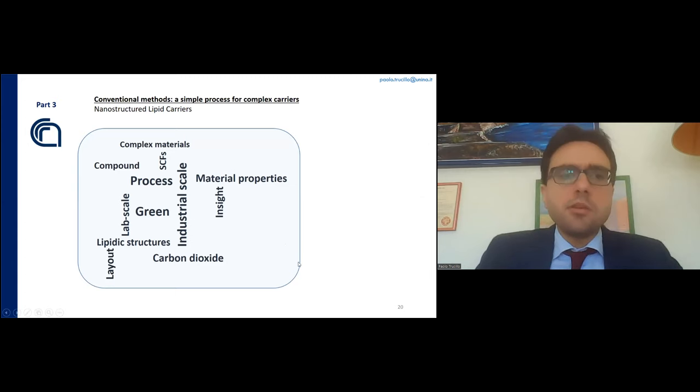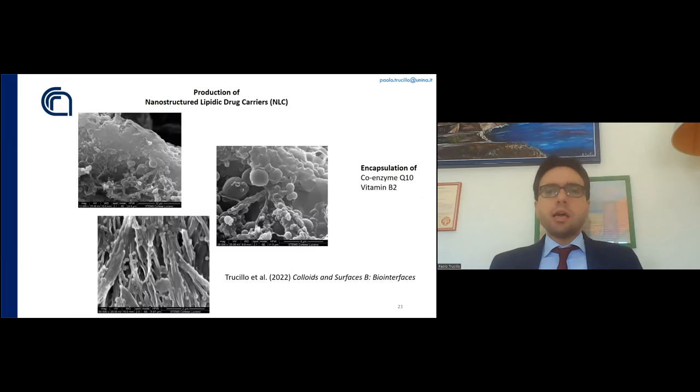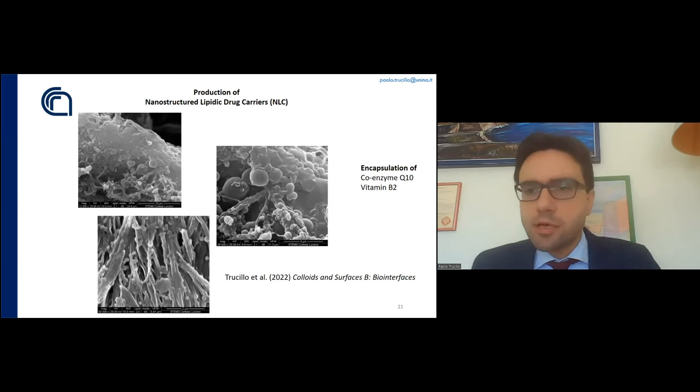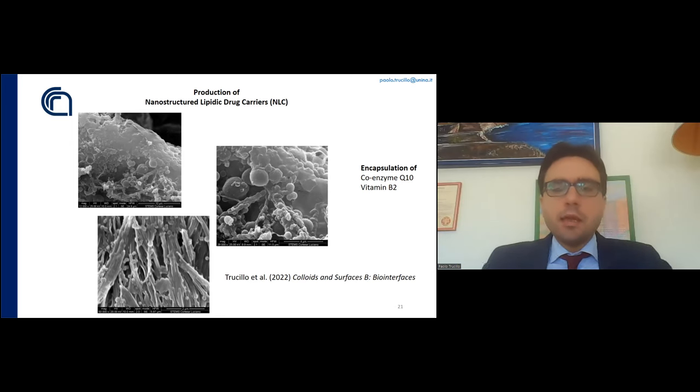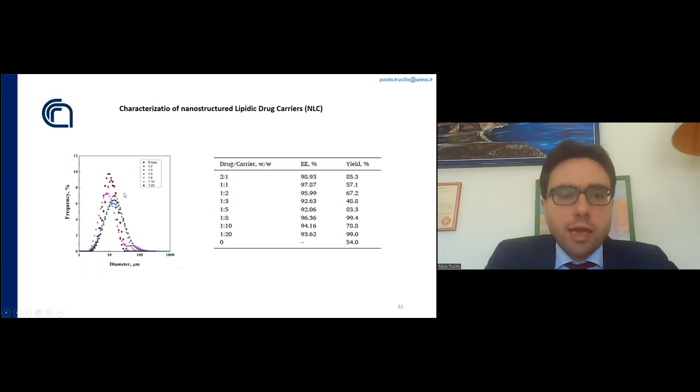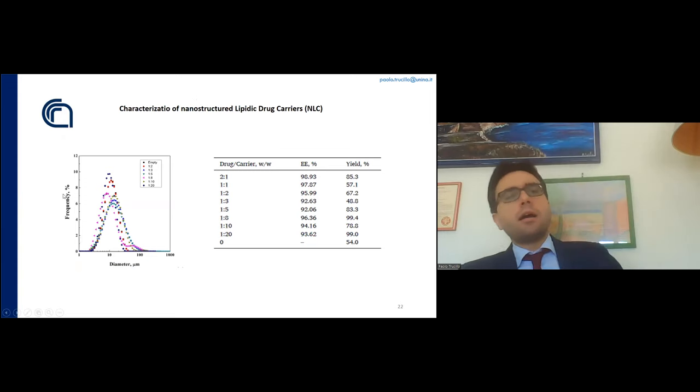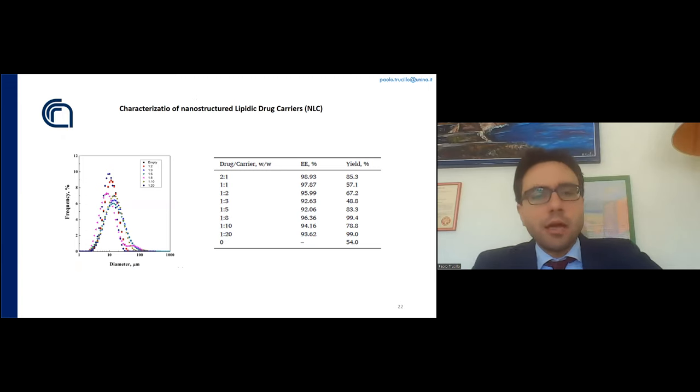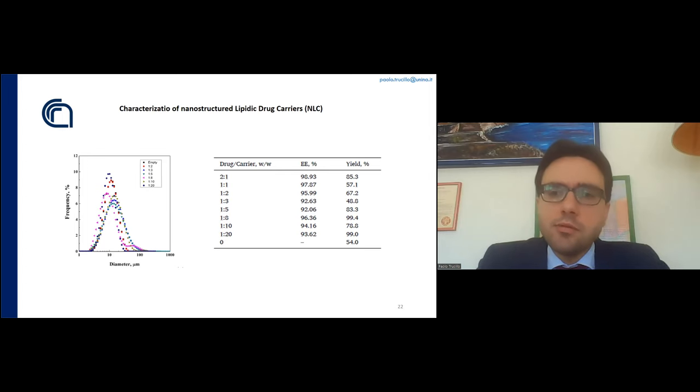So let's come to another part of this presentation, in which I will show you that I also use conventional methods for the production of complex carriers. In this case, we are talking about nanostructured lipidic carriers. Those carriers were characterized by the simultaneous encapsulation of coenzyme Q10 and vitamin B2. We managed to obtain spherical particles, and we studied the inner substrate of these particles. In particular, it seems that the Q10 coenzyme built a sort of pillars on which small nanoparticles grabbed. It was very interesting to study this kind of nanostructured carrier, which, since we used a complex carrier and a conventional method, had a mean size of around 10 microns, but an encapsulation efficiency from 92 to 99%.